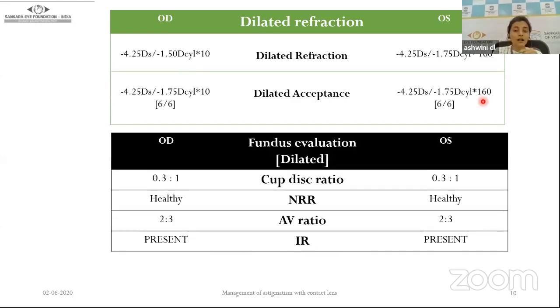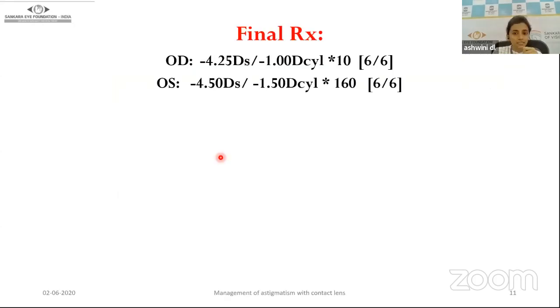Then, after the dilation, we also performed the fundus evaluation, where the health of the fundus was within normal limits, so no complications or pathological conditions were seen. So based on the pre-dilated and post-dilated values, we end up with the final prescription. That is, minus 4.25 diopter spherical with a cylinder of minus 1 diopter, axis 10 degrees in the right eye, and the left eye is minus 4.5 diopter spherical with 1.5 diopter cylinder, axis 160. That is the patient's final prescription.